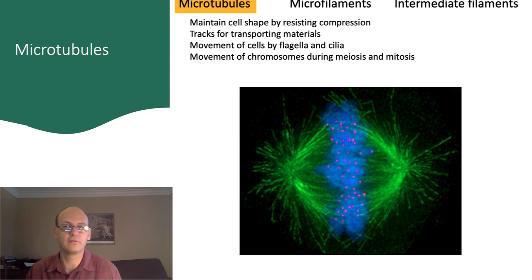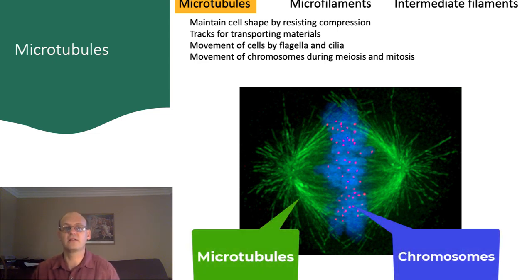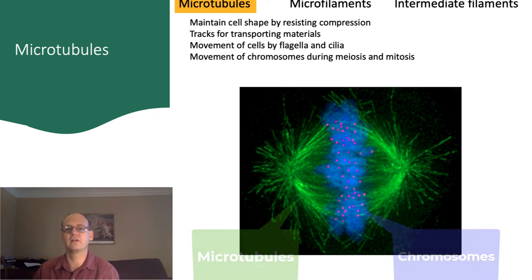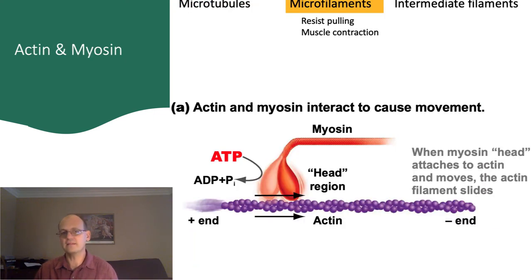Microtubules are also very important for moving chromosomes during cell division, and we'll look at their role in mitosis and meiosis later. The next elements of the cytoskeleton are microfilaments, which are also called actin filaments. They're made up of a single subunit called actin. Microfilaments help to maintain cell shape by resisting pulling or tension.